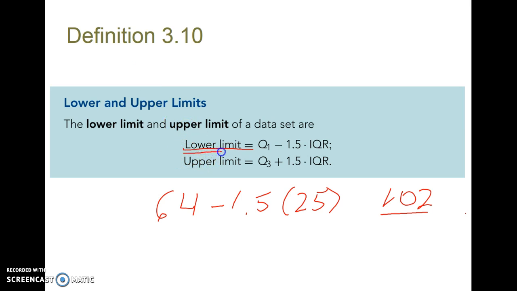And so we don't have any numbers. Our lowest score was a 43%. That's not an outlier. It would have to be below a 30, whatever 64 minus 37.5 is.